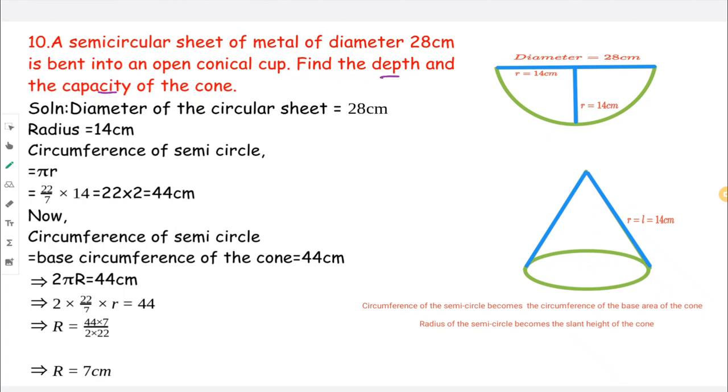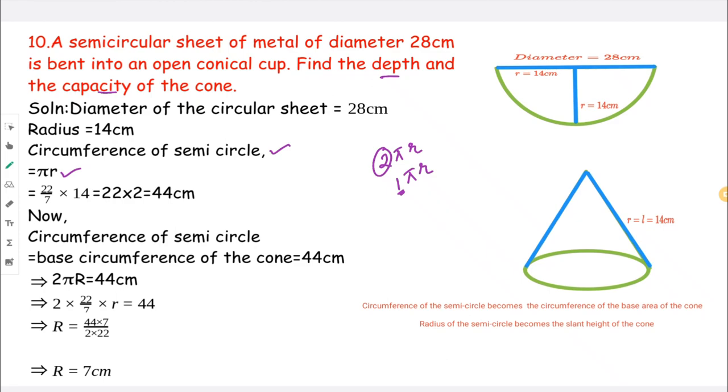Like I told you, the circumference, this boundary of the semicircle, becomes the circumference of the base of the cone, which means when I find the value of this, it will be equal to this. So let's find the circumference, or the boundary, of the semicircle first. What is the formula for the circumference of a circle? Twice pi r. But here it is a semicircle, which means half. 2's half is 1, so we have 1 pi r, but we don't need to write this 1, so I've simply written pi r.